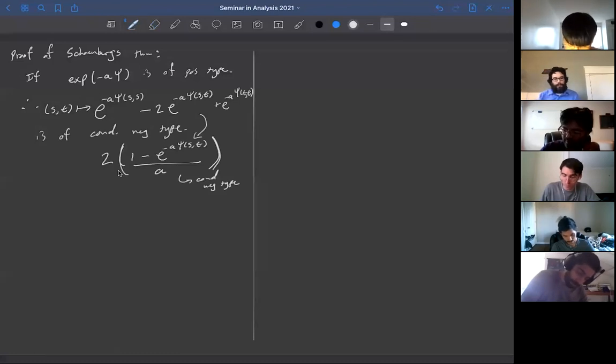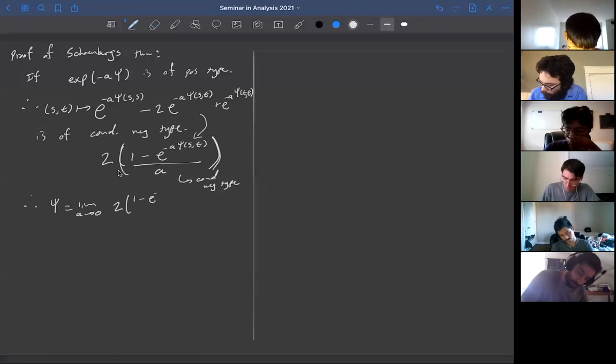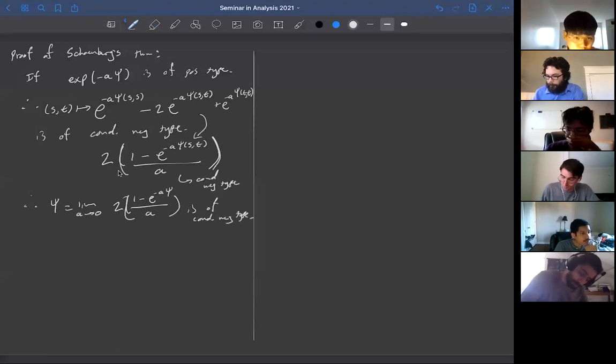And you can check directly from the definition that conditionally negative type is closed under pointwise limits. So now we take the limit as a goes to zero. Therefore c, which is just the limit as a goes to zero of twice one minus e to the minus a c over a, is of conditionally negative type. All right, so that proves one direction. If the exponentials are all of positive type, then the map c itself is of conditionally negative type.